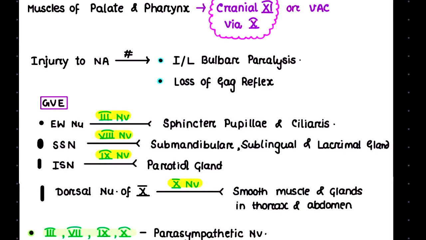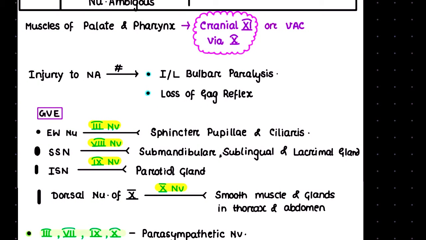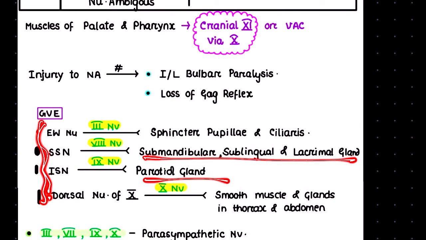Now here there are 4 cranial nerve nuclei in GVE, general visceral efferent. The GVE column supplies different glands and smooth muscles. But except for these, the other 8 nerves are not showing any interest in these smooth muscles and glands.